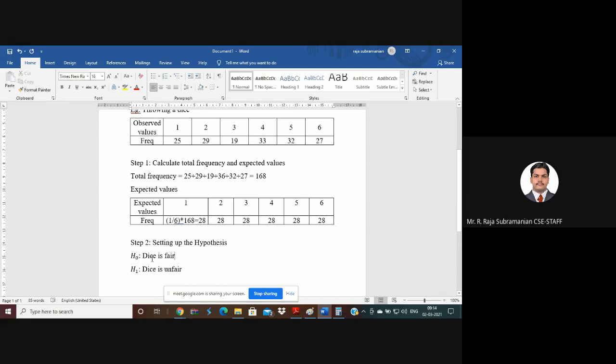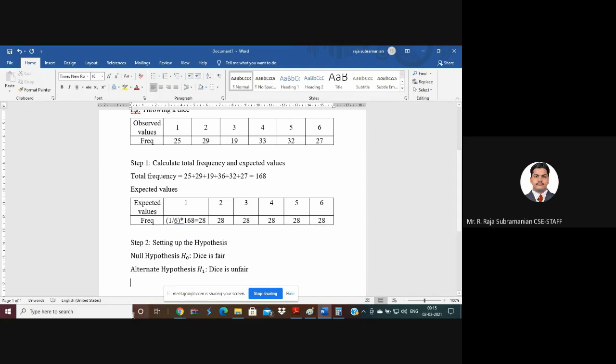If I accept the null hypothesis, then it means that the alternate hypothesis is not accepted. H naught is denoted as the null hypothesis, and H1 is the alternate hypothesis. If one is rejected, it means that automatically the other is accepted, right? Now we need to say whether the null hypothesis is going to be accepted or rejected, right? That is what we are going to prove.